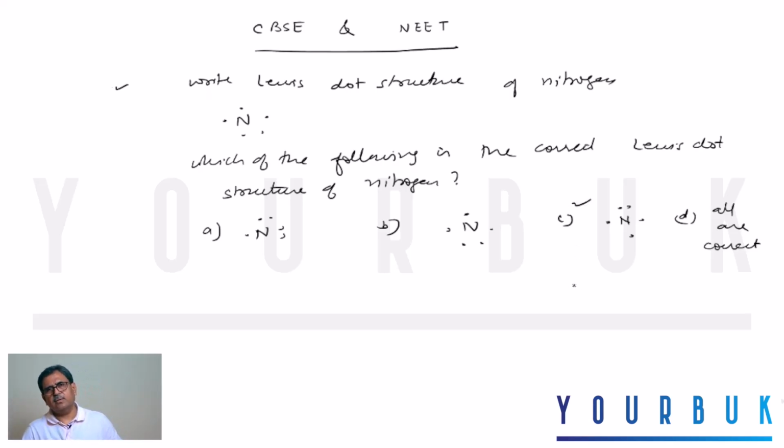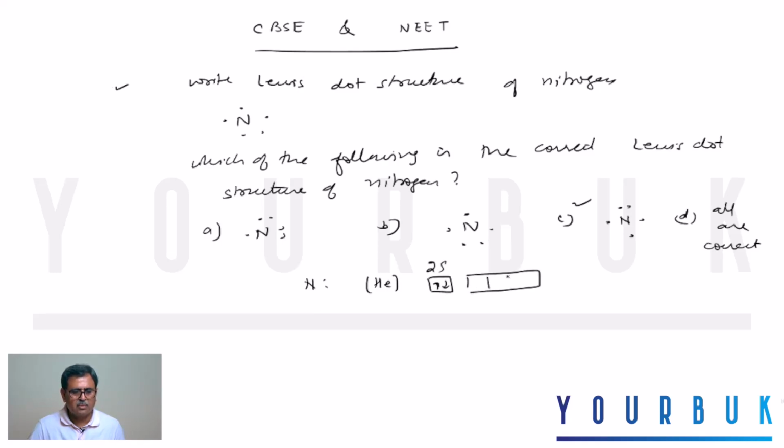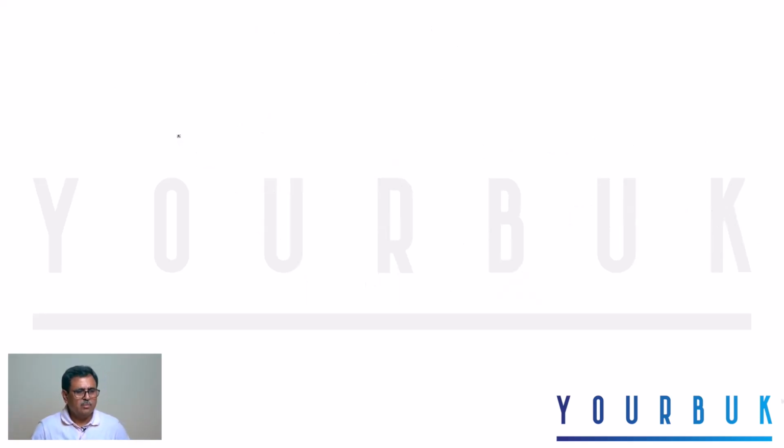So if you look at the electronic configuration of nitrogen, nitrogen has an electronic configuration of helium 2s2 and 2p3, in which all 3 electrons are unpaired. So when you draw the Lewis dot structure, you have to show 3 electrons as single electrons and 1 electron pair. So C is the correct structure for nitrogen. So you have to be very careful. You try to relate the Lewis dot structure with the electronic configuration. We take one more example.